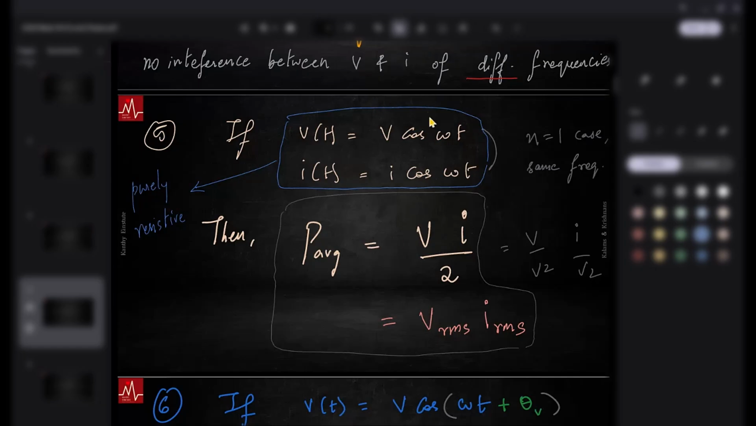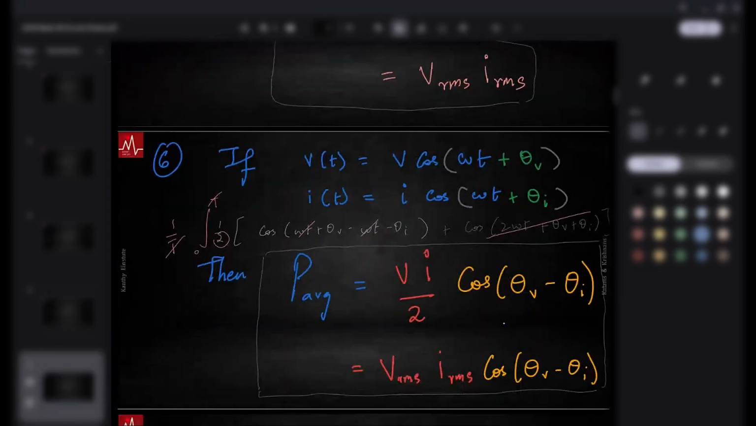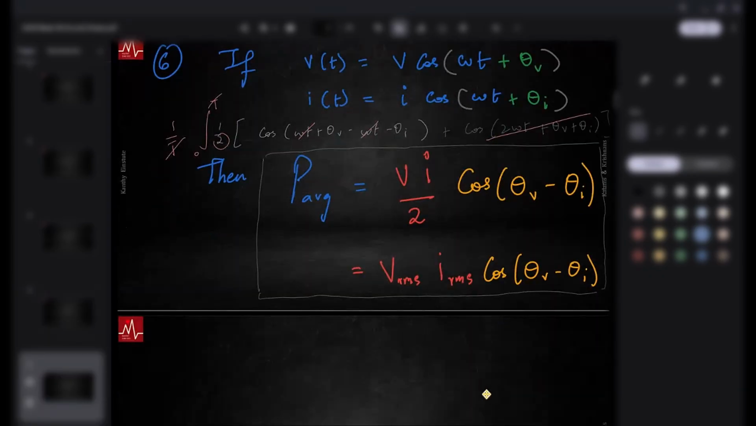That is the only case in which current and voltage will be in phase. So Vi by 2. In that case, it's VRMS, IRMS. So in any real circuit, voltage and current will have a phase difference. Now comes the question, what will be the phase difference?